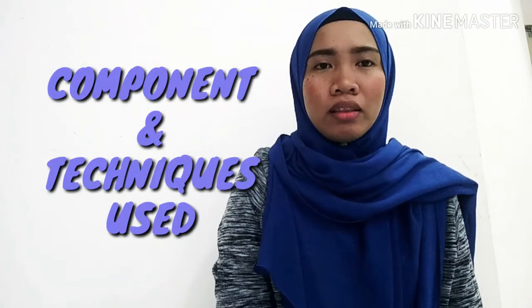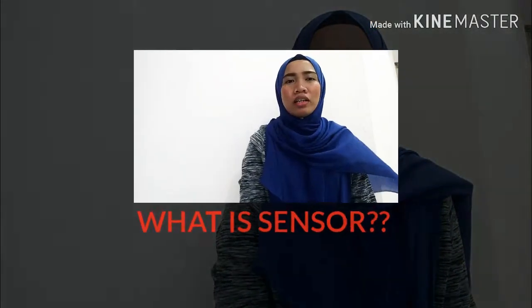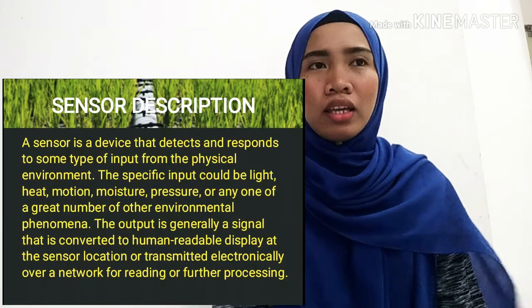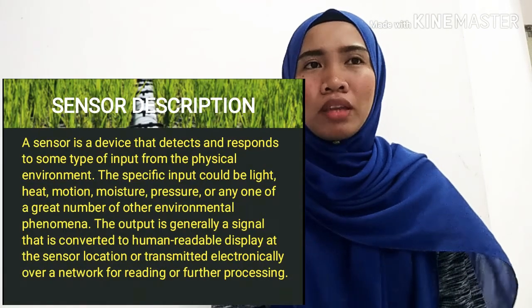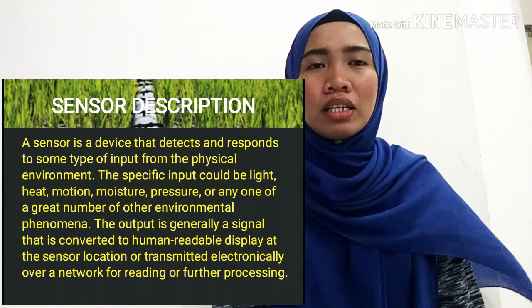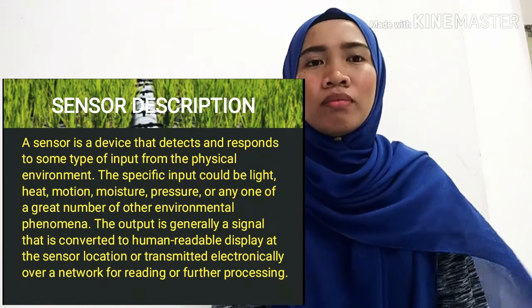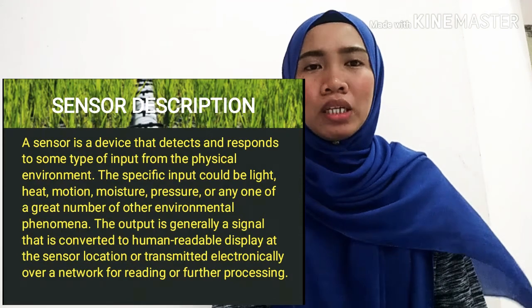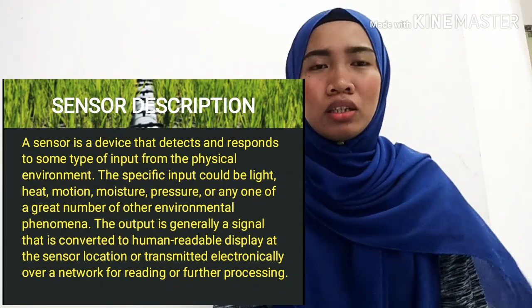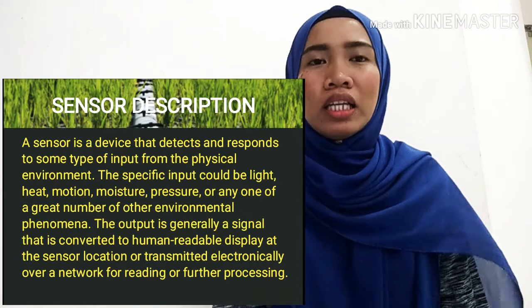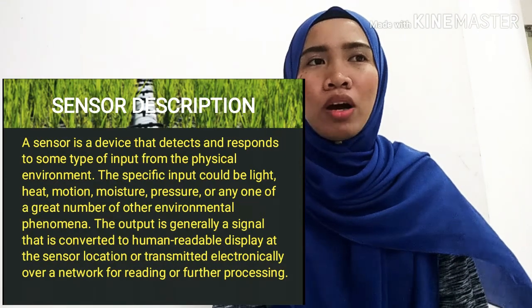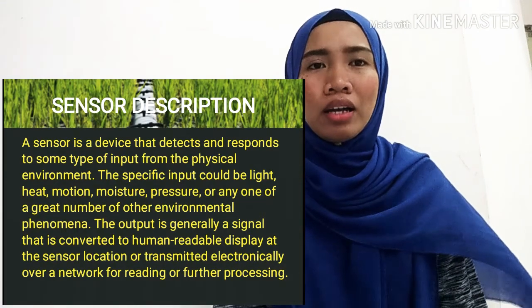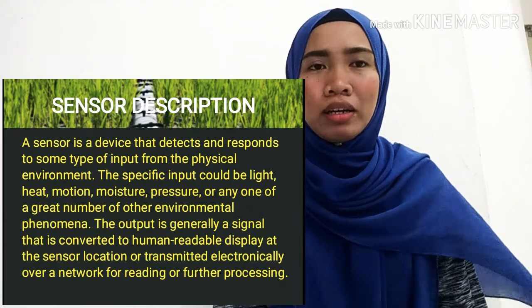I'm Siti. I will present on the component and technique used in the proposed irrigation system. Before I explain the component and the technique used, I will describe what a sensor is: a device that can detect and respond to some type of input from the physical environment. The example of the specific input could be light, moisture, motion, heat, or any one of a great number of other environmental phenomena.